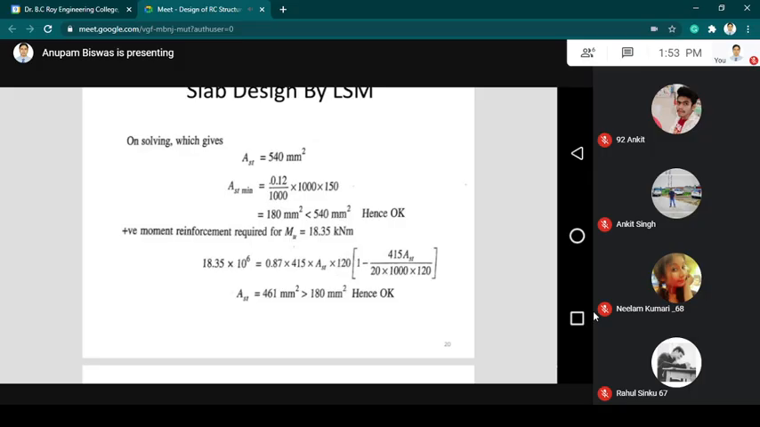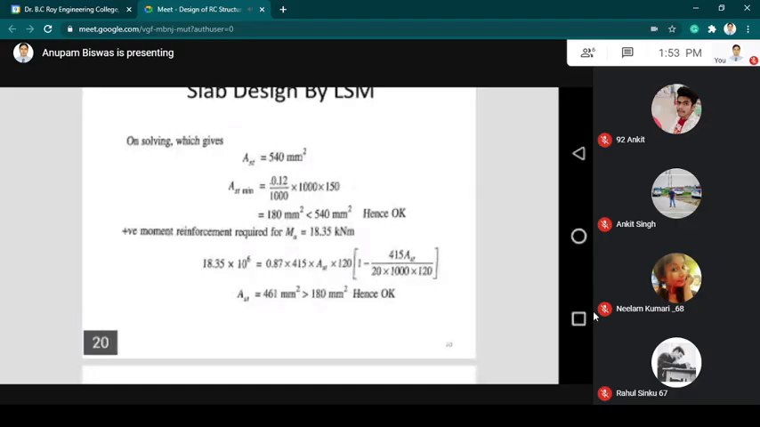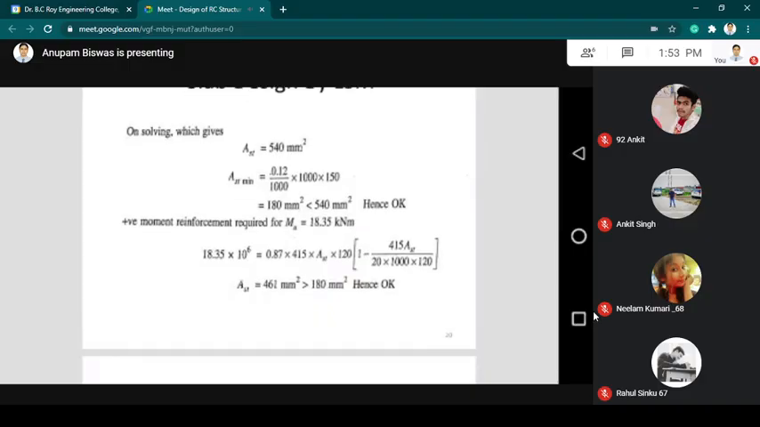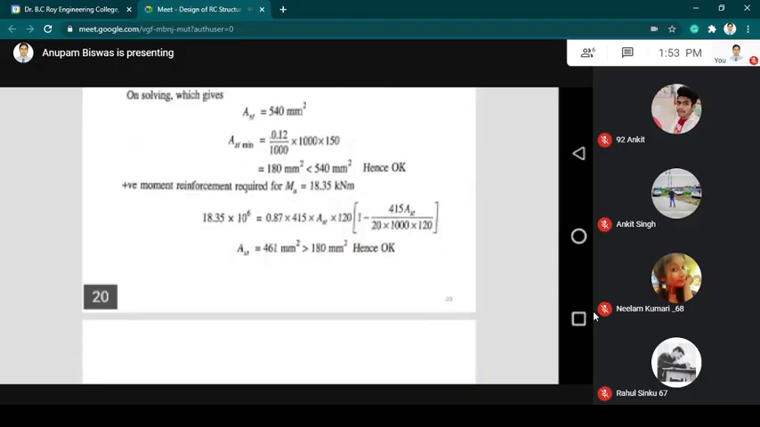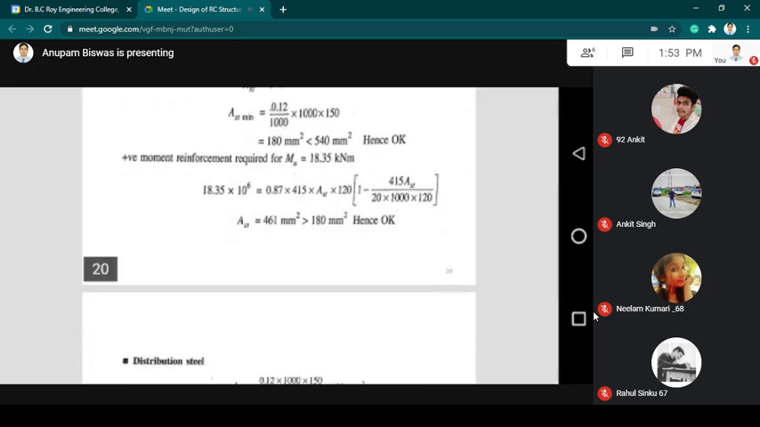The positive moment reinforcement required is for Mu = 18.35 kN·m per meter. Substituting that in the same equation, we find the value of AST here, that is 461 mm². Again, it is more than 180 mm², hence it is okay.